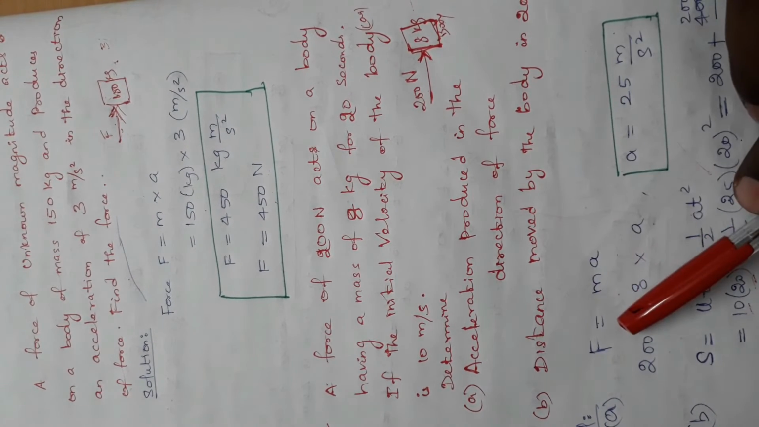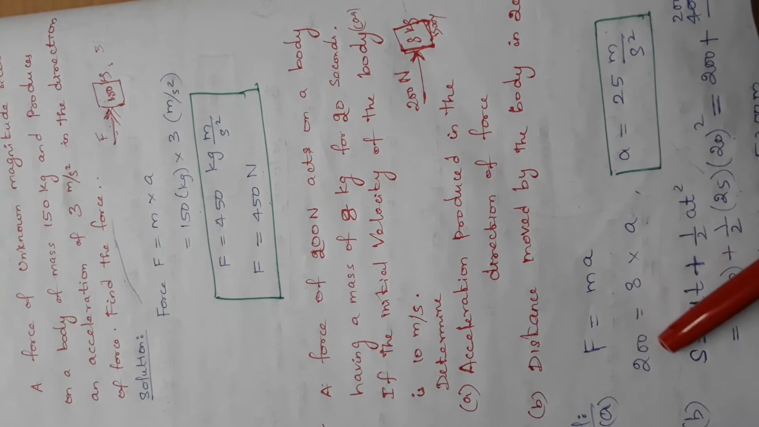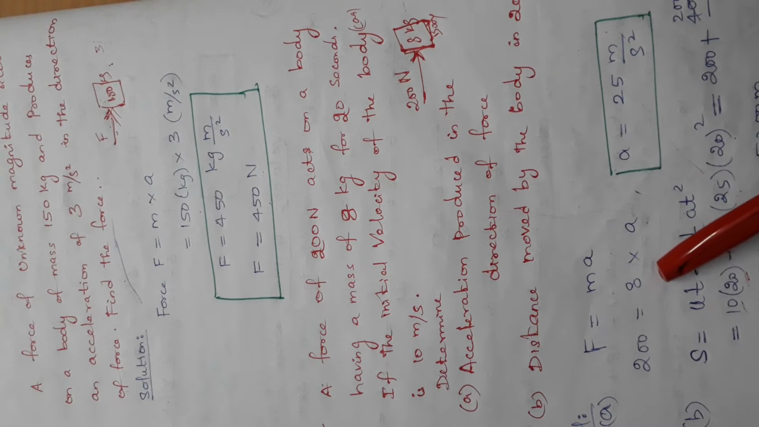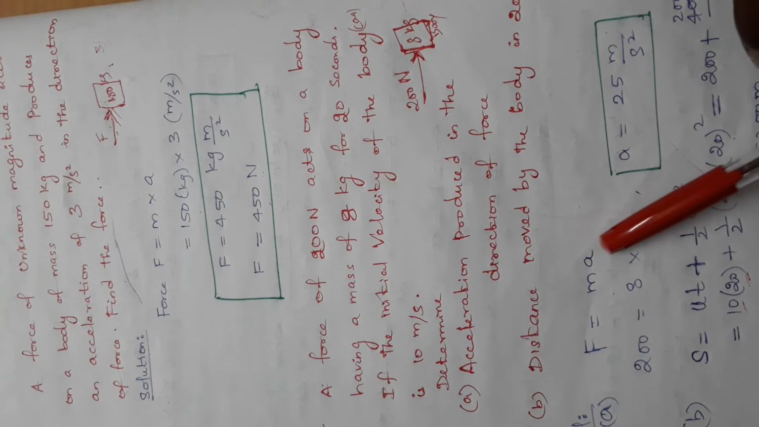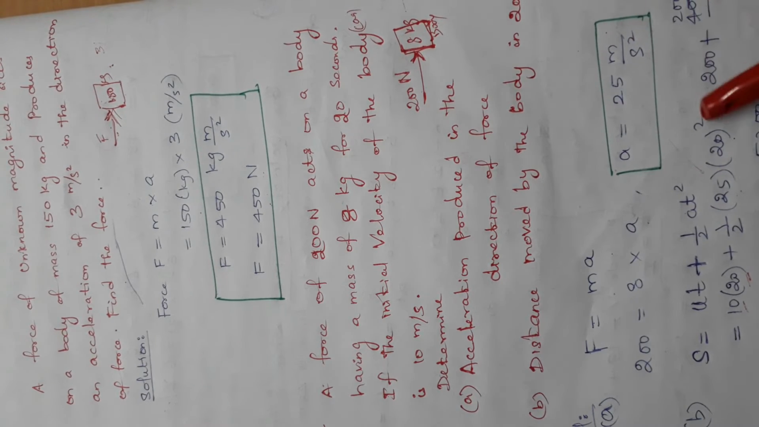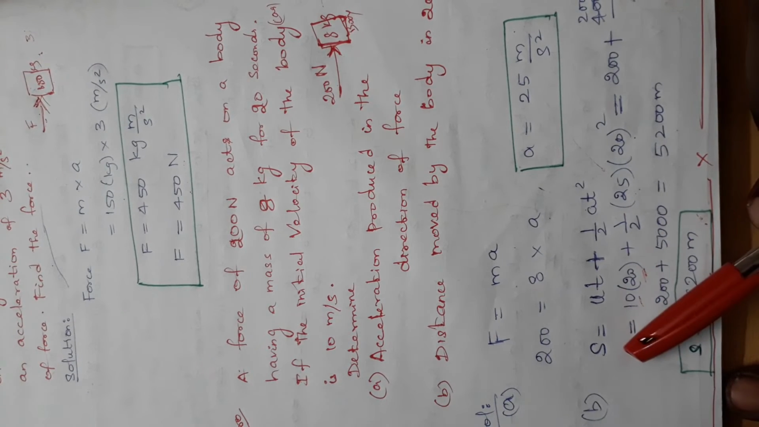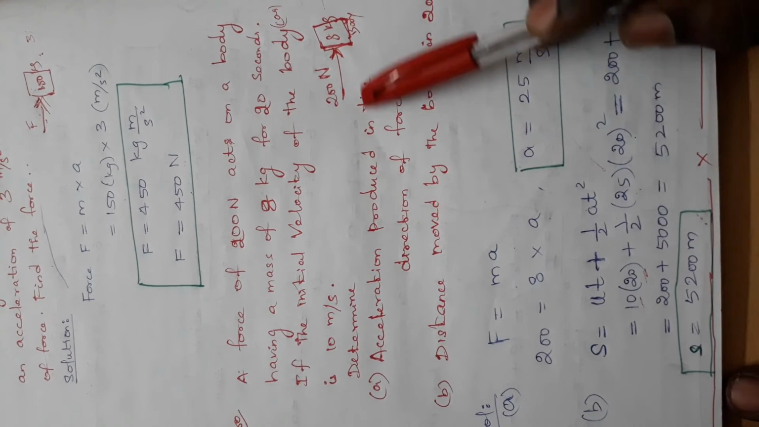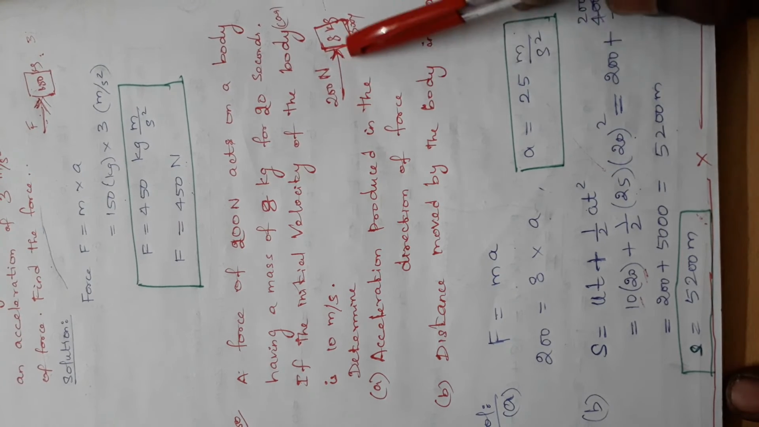Now the first question, F is equal to ma. We have to find a. The force acted is 200 Newton, the mass is equal to 8, and the acceleration we get is 25 meters per second squared. Next, what is the distance moved when the force of 200 Newton acts on this for 20 seconds?